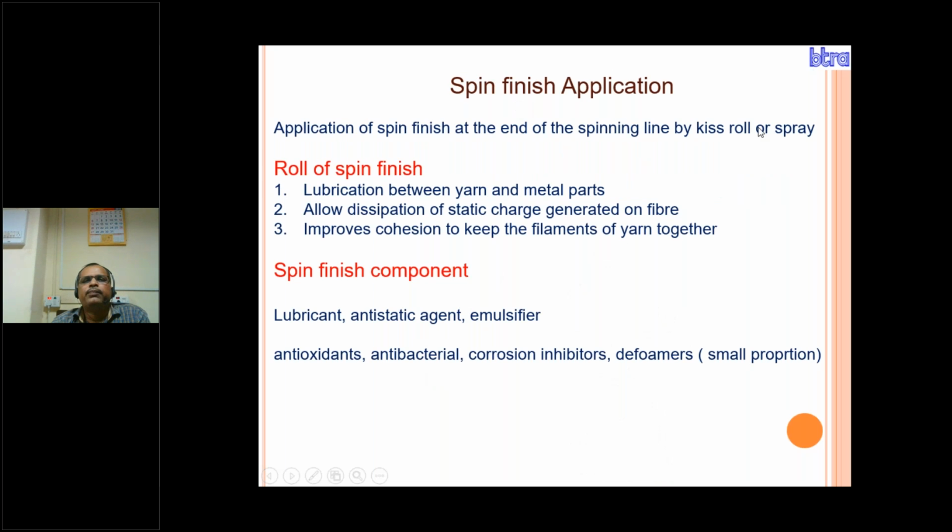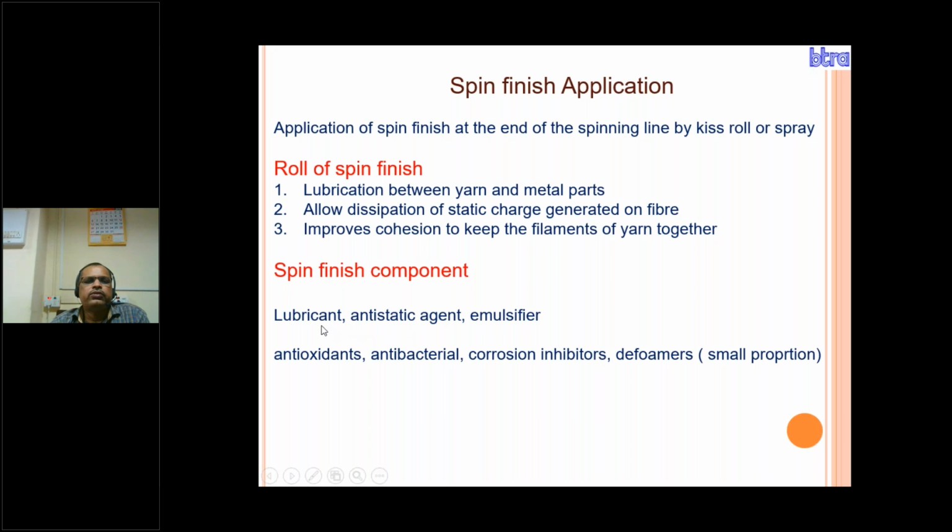Next is the spin finish application. After this cooling, we have to apply the spin finish. Spin finish facilitates lubrication between yarn and metal parts, because the yarn will go through different processes after spinning. So it gives a lubrication effect, allows dissipation of static charge generated on the fiber, and improves cohesion to keep the filaments of the yarn together. Otherwise it will split up.